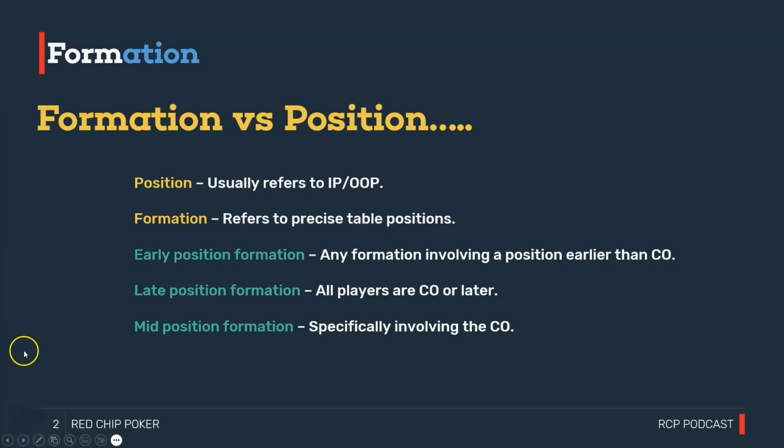Now, why is it important to have this term formation? Why can't we just continue to use the term position? The reason is that the precise formation involved has a very significant impact on the correct strategy. And despite this, formation is not something that's commonly discussed as a variable in determining the best strategy. Usually something like position is.